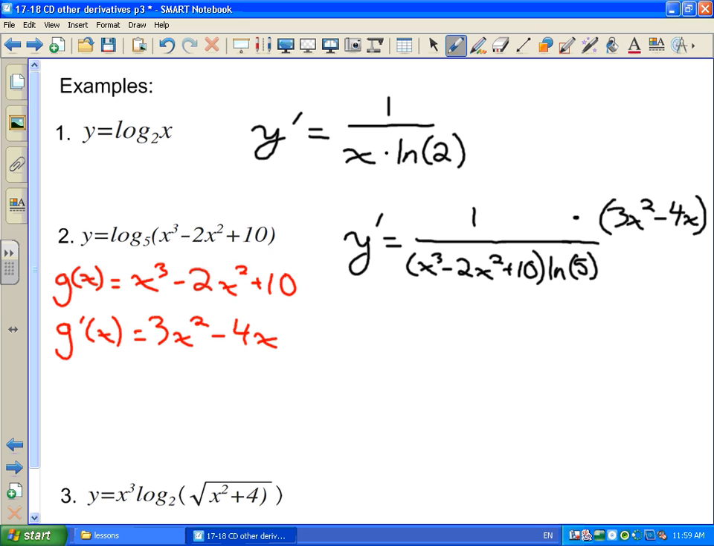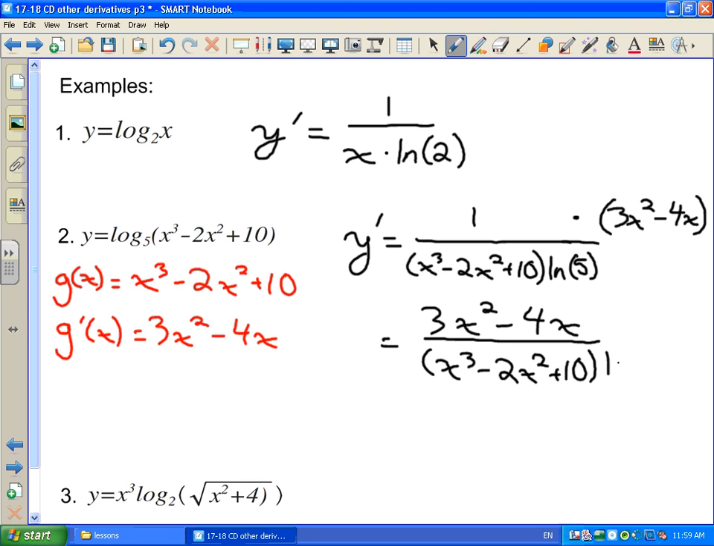Okay. And of course, we would straighten this up a little bit by doing 3x squared minus 4x over x cubed minus 2x squared plus 10 all times the ln of 5. Okay? And of course, we could factor the x out in the numerator if we wanted, if we needed to solve for something there. Okay? But that gets us our derivative.